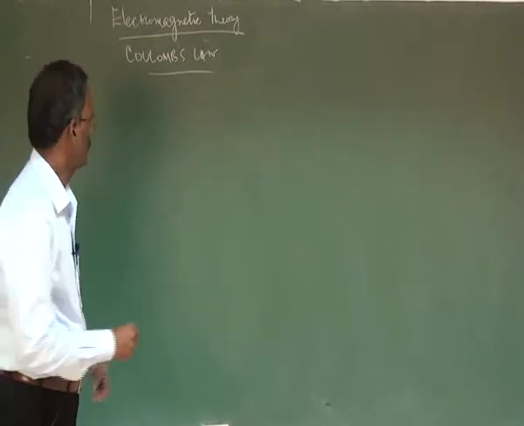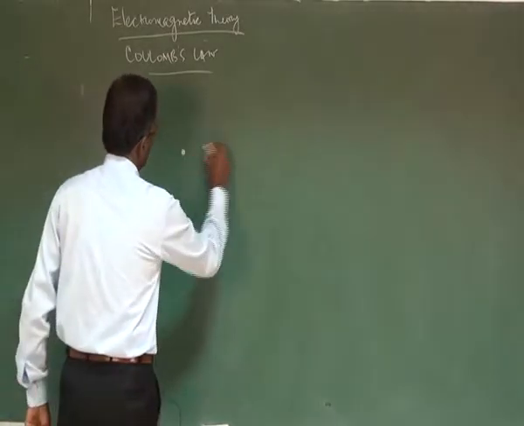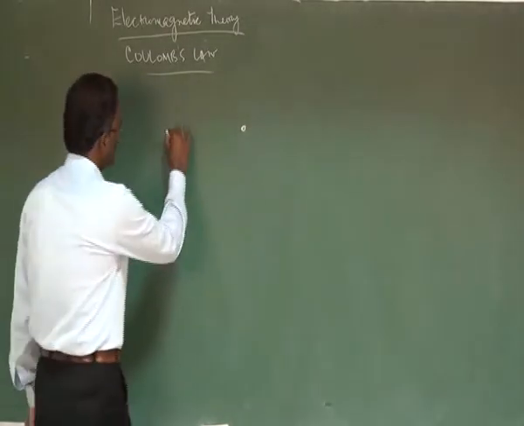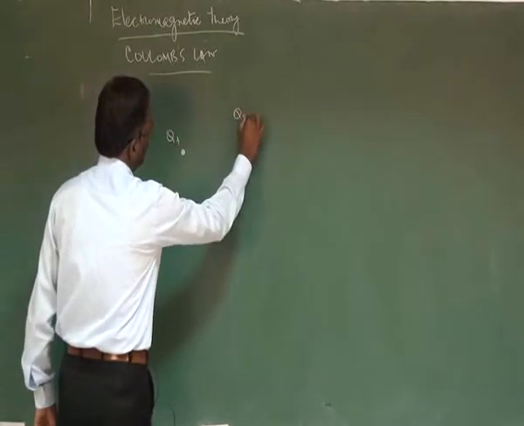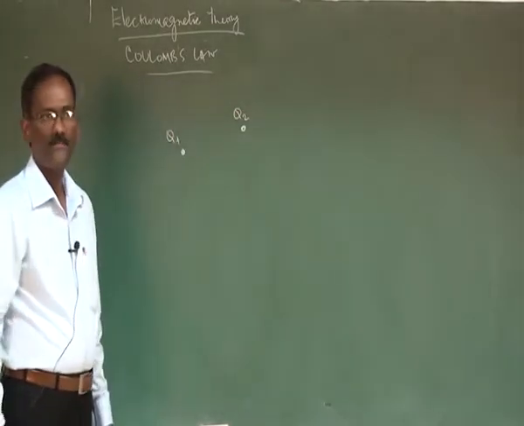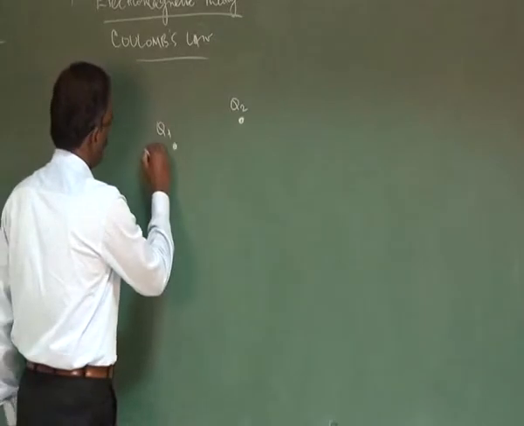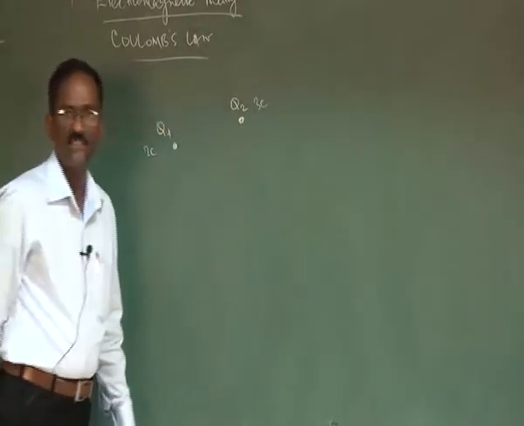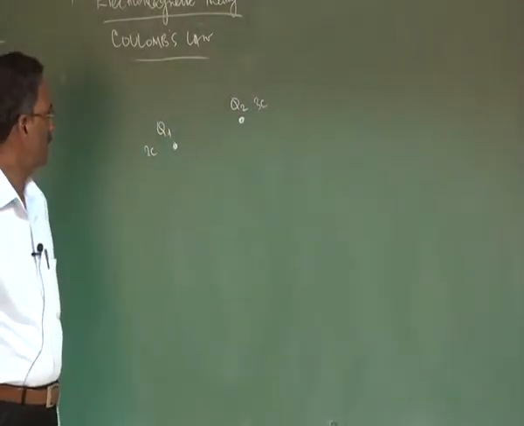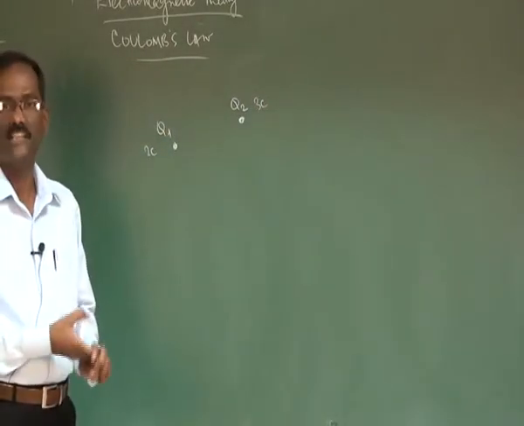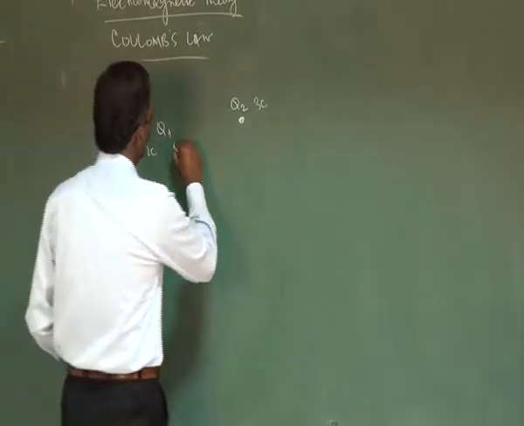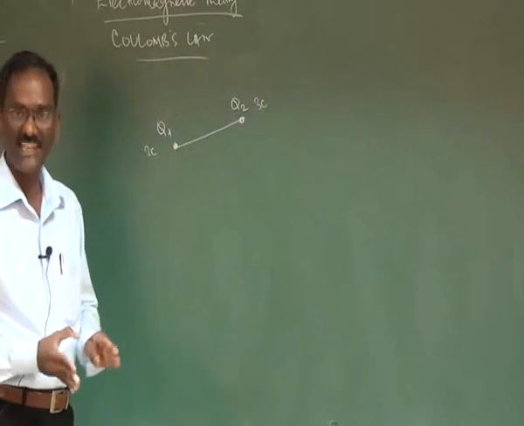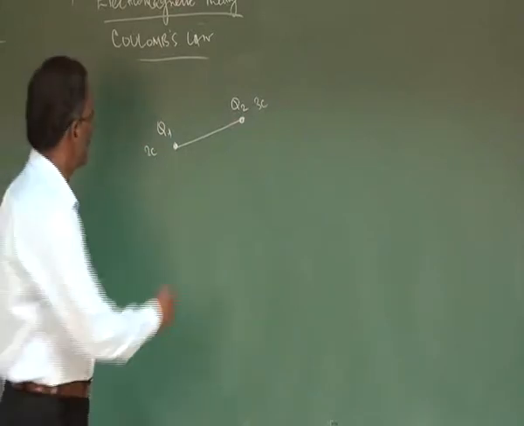According to this law, it describes a force between 2 point charges. The 2 point charges, I will call it as Q1 and Q2. The Q1 may be some coulombs, 2 coulombs, and Q2 may be 3 coulombs, their values. Coulomb's law describes a force that exists between these 2 point charges. The force exists on the line which is connecting these 2 point charges this way.